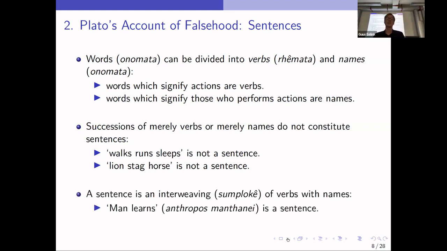And then Plato says that a sentence is an interweaving, a symploche, of verbs with names, which I take to be a syntactically correct combination of at least one verb and one name. And the example that Plato gives is man learns, the sentence man learns, which contains a name, man, and the verb learns.